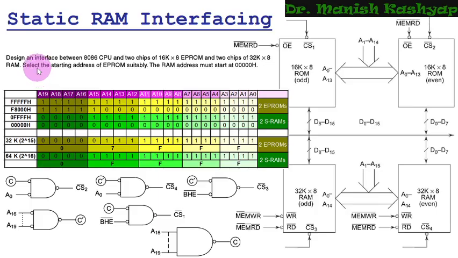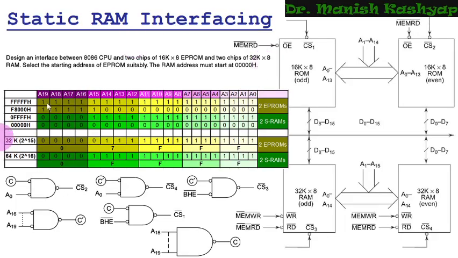And the constraint is, select the starting address of EPROM suitably. So EPROM, because it is a ROM, we need to have the reset location FFFF0H inside EPROM. So we will interface this EPROM at the end of the 1 megabyte addressable space, and the RAM should start at 00000H. So this is another constraint. So ROM you have to interface at the end of the 1 megabyte addressable space, and RAM you have to put in the beginning. So obviously there will be a gap, because the 64 kilobytes of this and 32 kilobytes of this do not sum up to 1 megabyte. So that's why there will be some gap.